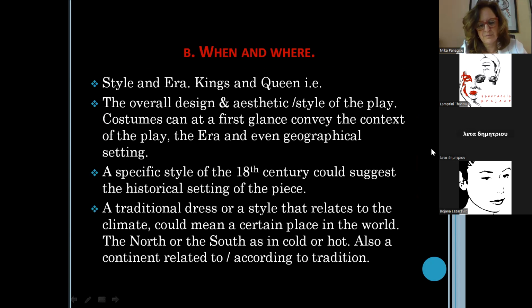So part of what we said on the first class is always the when and the where. So here, what is the style? What is the era? We are in the times of kings and queens. The overall design and the aesthetic, the style of the play, the costumes, first glance. I'm always repeating this first glance, meaning that you will see a picture, you will see a play, you will see a movie, and you will have an idea, meaning that it will convey the context of the play, the era, even the geographical setting sometimes.